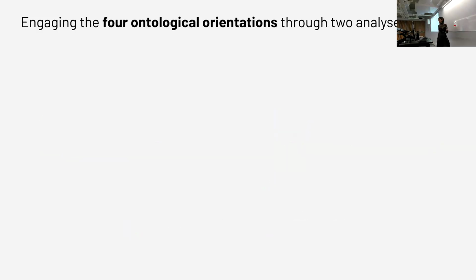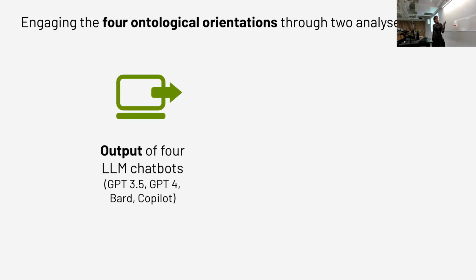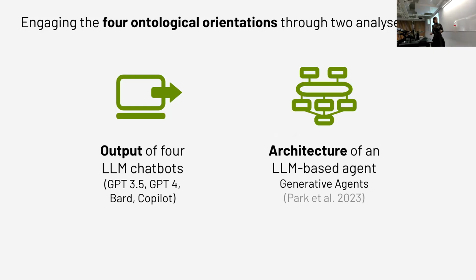To examine ontologies throughout this pipeline, in this work that I'm sharing today, we're going to consider ontologies across two analyses. The first one examines the output of 4 LLM chatbots, the commercially available ones. But of course, the limitations of these models are also deeply entangled with the systems that are built on top of them. So as a result, we're going to analyze the architecture of an LLM-based agent called generative agents that's also been developed by my colleagues at Stanford.